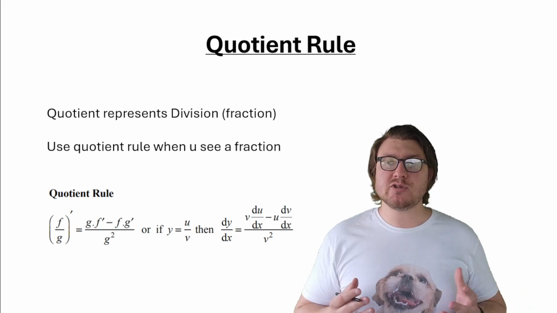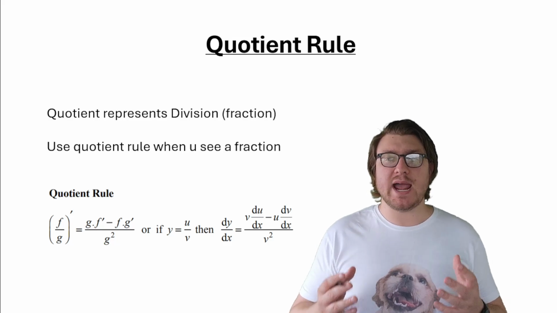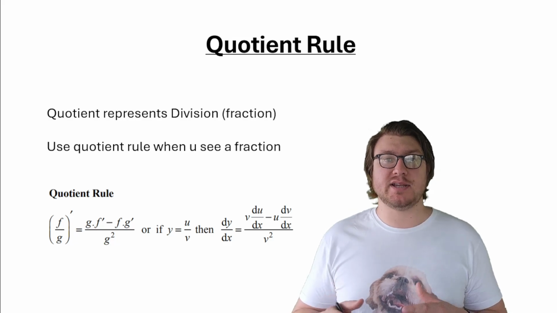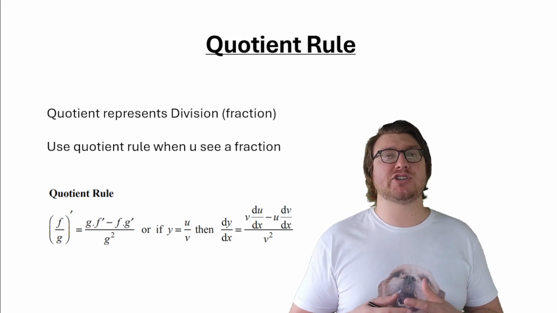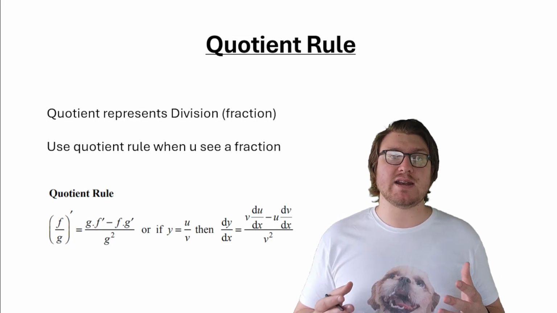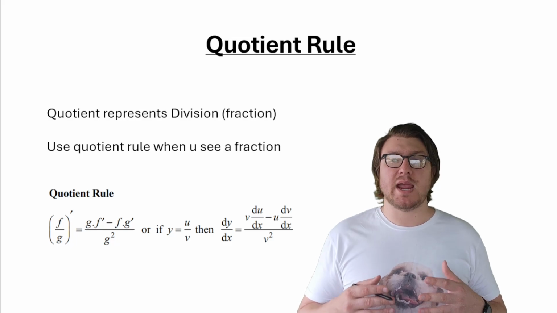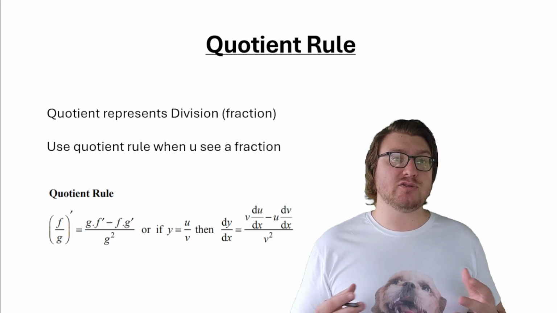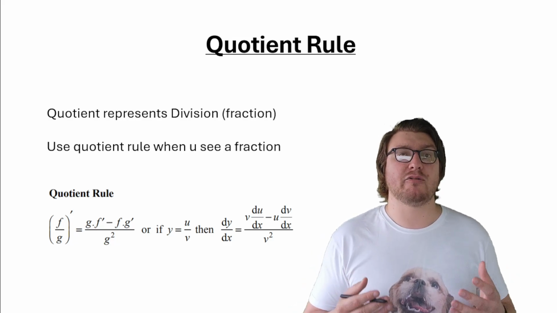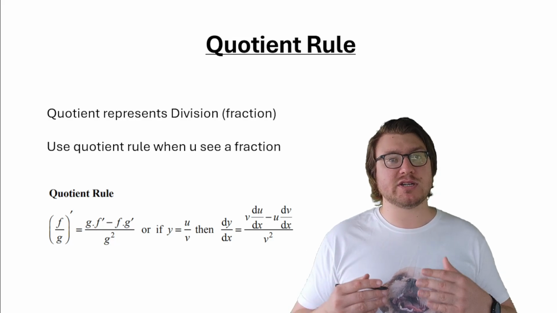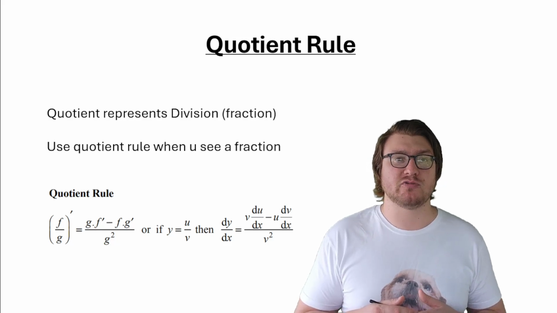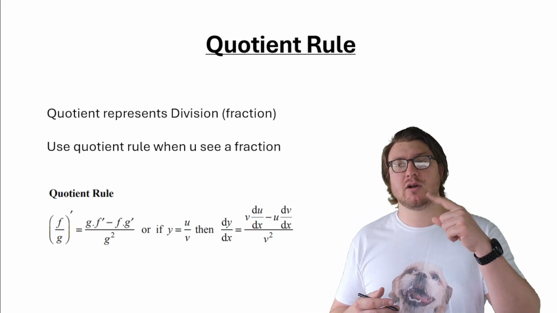And again, we need to find out, when do we actually use this quotient rule? Well, just like product is the answer to a multiplication question, the quotient is the answer to a divided by question. So every time we're dividing two functions, or more likely a fraction where the numerator and the denominator are functions, then we're going to use the quotient rule. So you see a fraction, quotient rule.